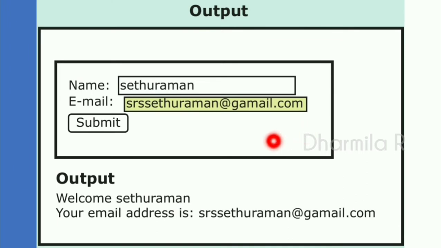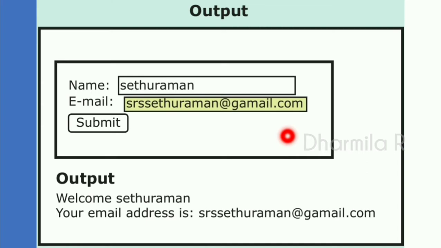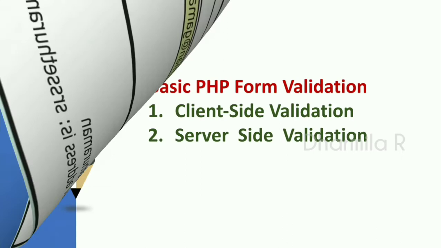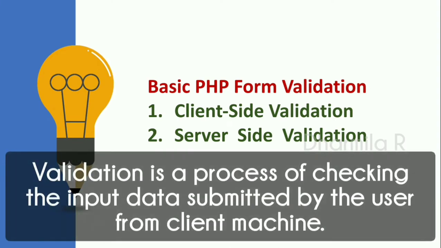So the program will be executed in any one of the browsers, for example, Google Chrome, Internet Explorer, Mozilla Firefox, any of these. So the user will receive the output response in the client machine's browser screen. So now let's see the basic PHP form validation. Here we have 2 types of validation. One is client-side validation and the other one is server-side validation. First of all, we should understand the meaning of validation. It is a process of checking the input data submitted by the user from the client machine.